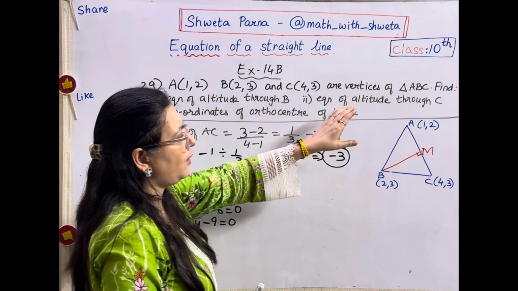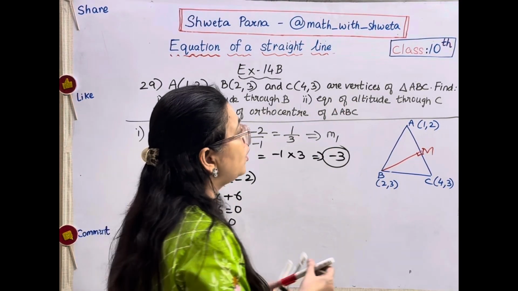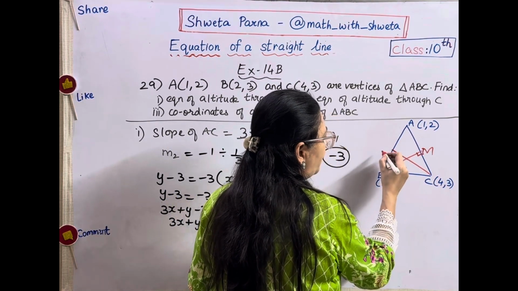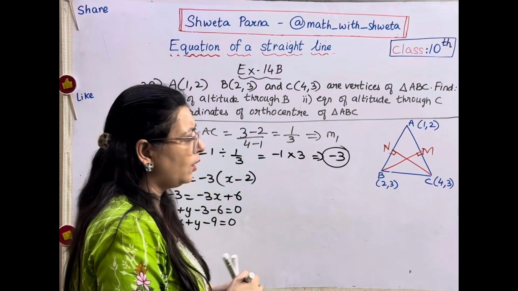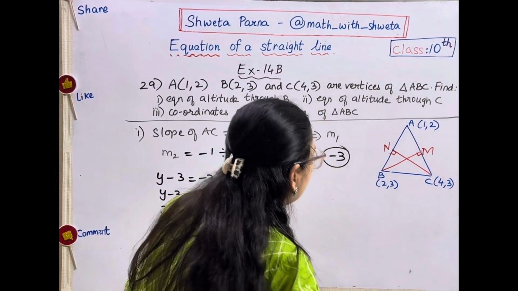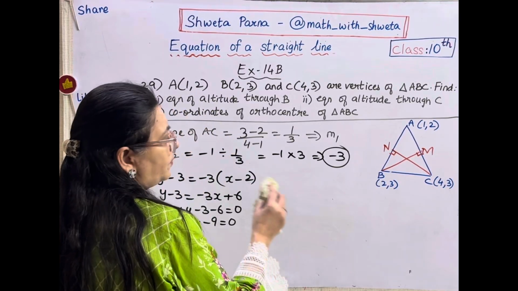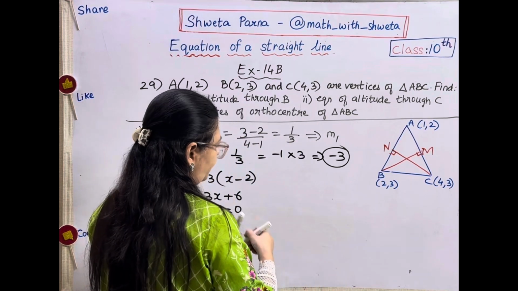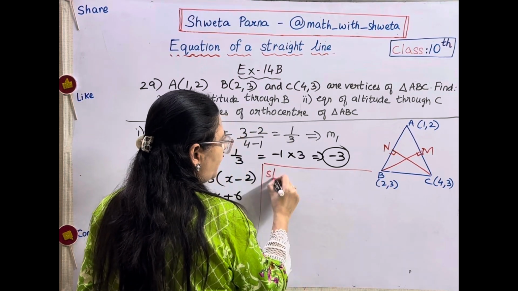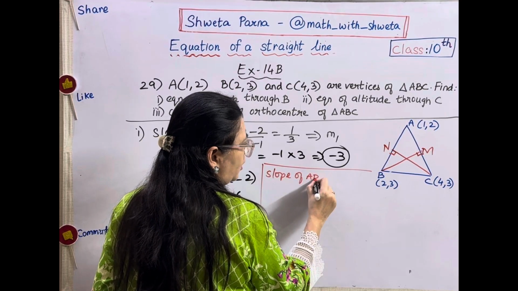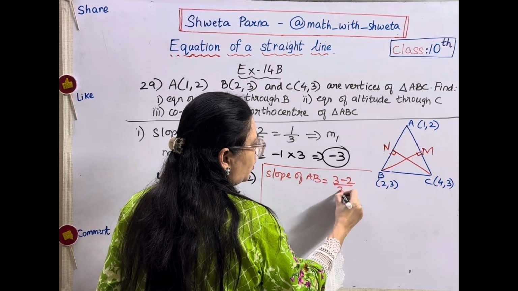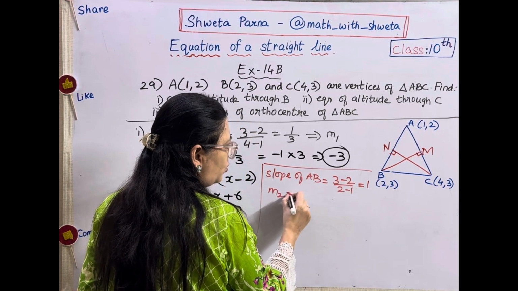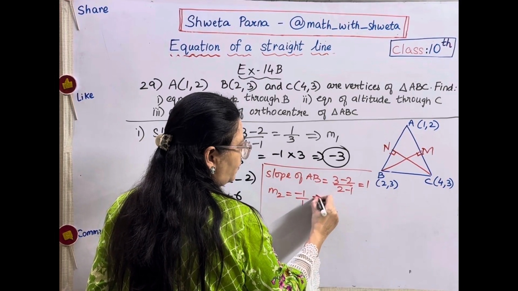Now next one is the same way: find the equation of the altitude through C. Through C you have to find the equation of the altitude. Altitude means perpendicular. Let this be n. So same way you will find the equation for n also. First which slope will you find? You will find the slope of AB. I will do it here only. First you will find the slope of AB, which is y2 minus y1 upon x2 minus x1. 1 upon 1, the slope is 1. What is m2? m2 is minus 1 upon 1, which is minus 1.